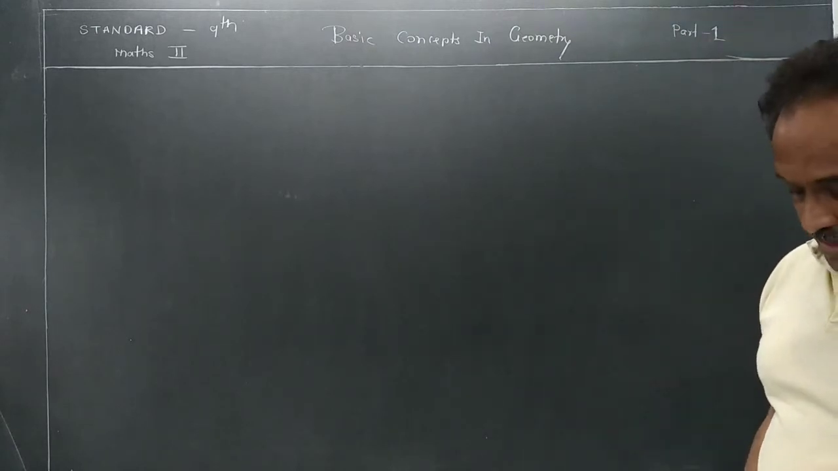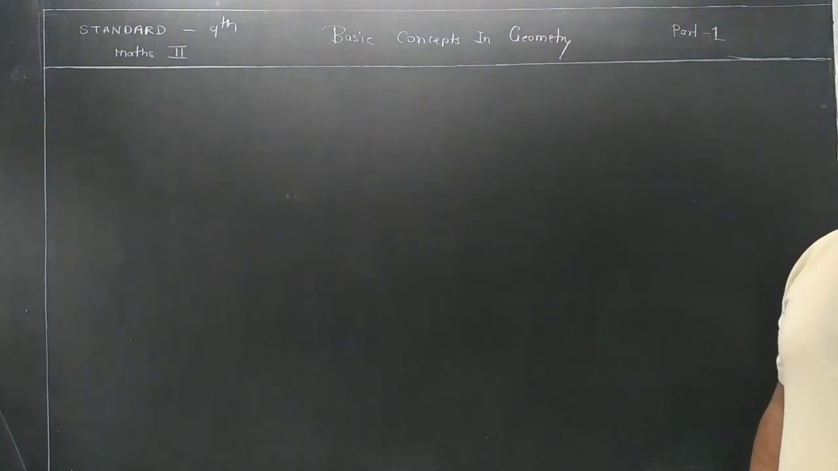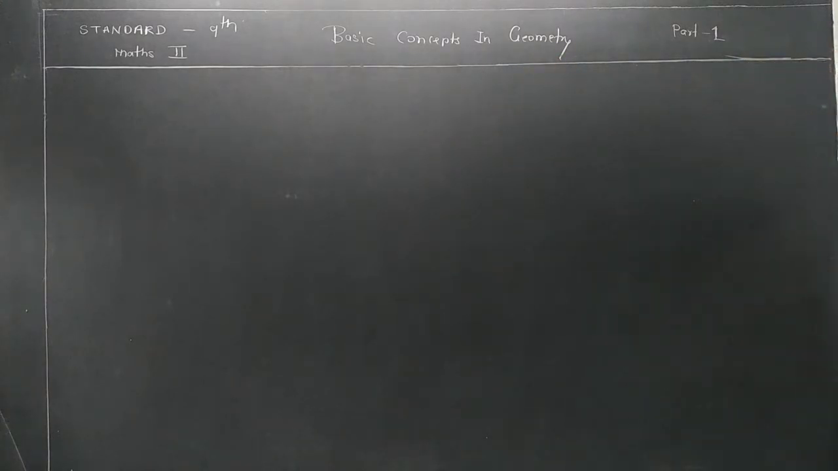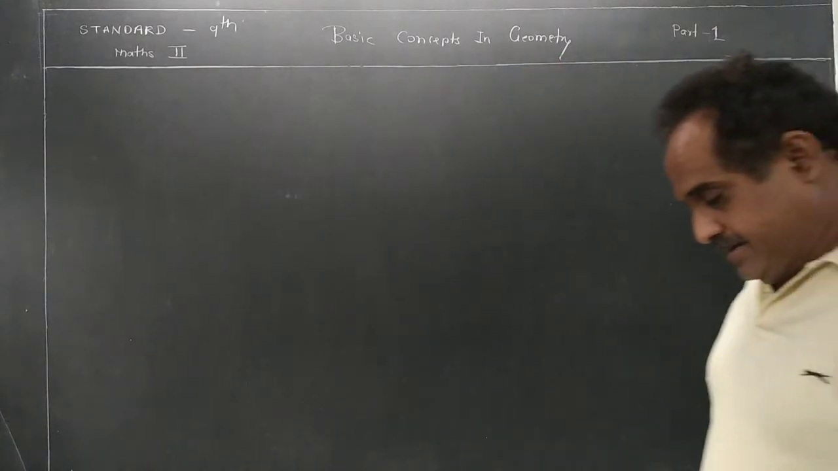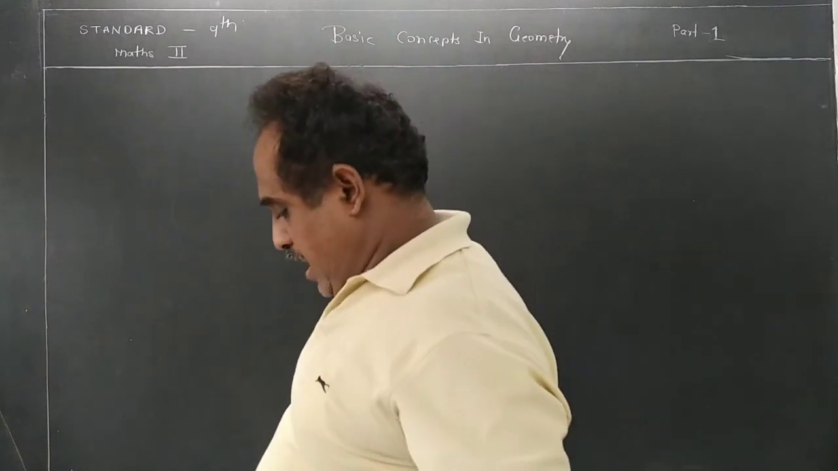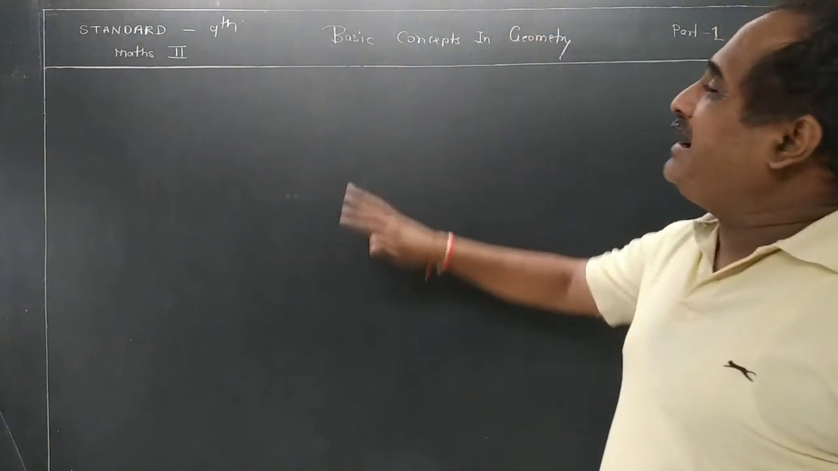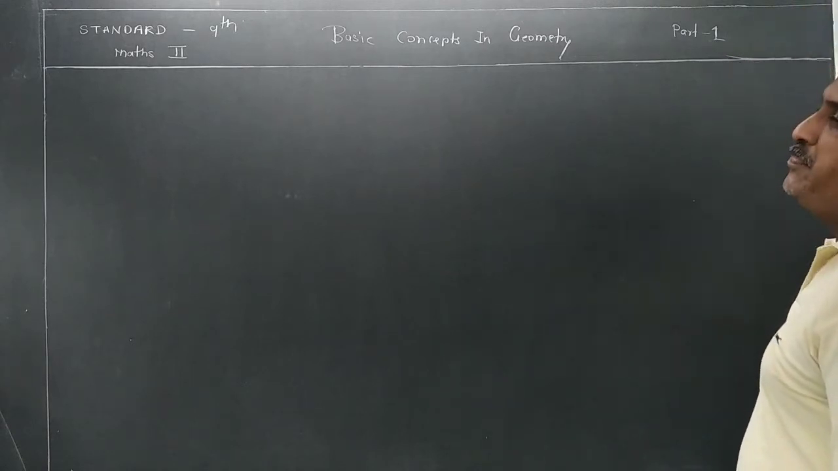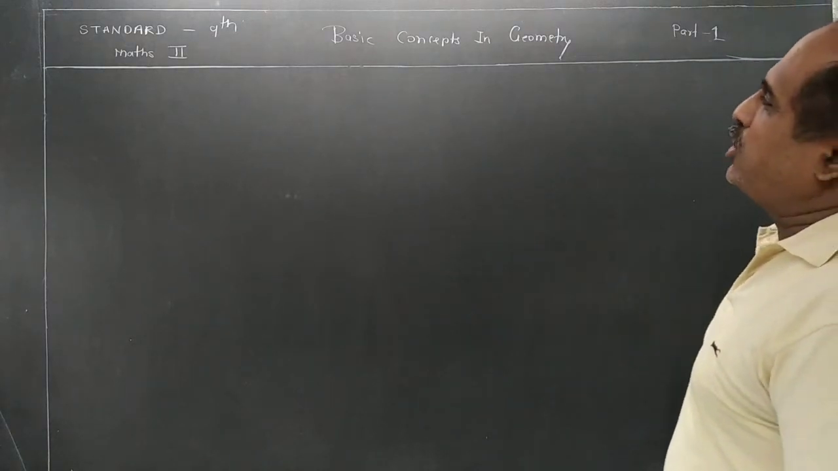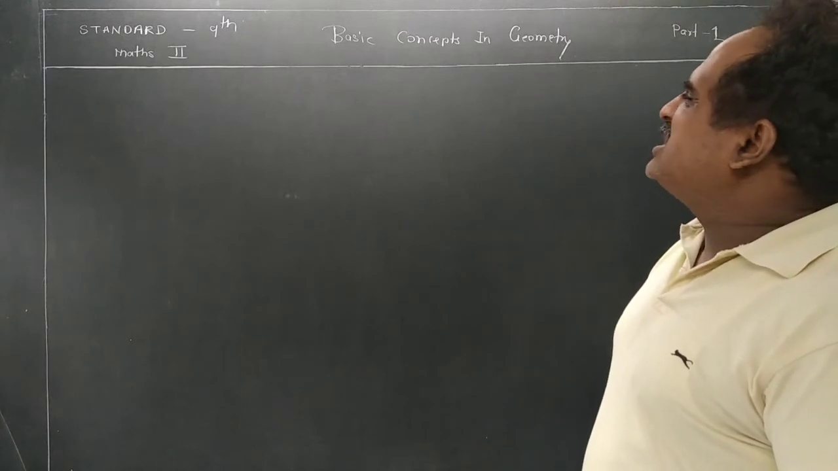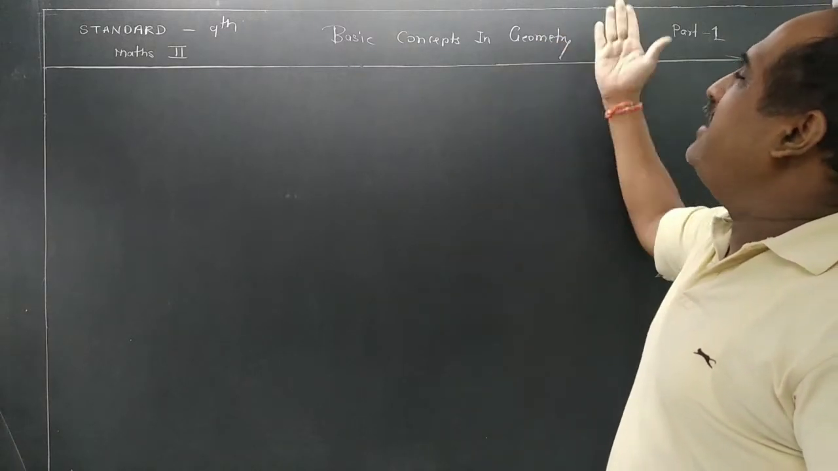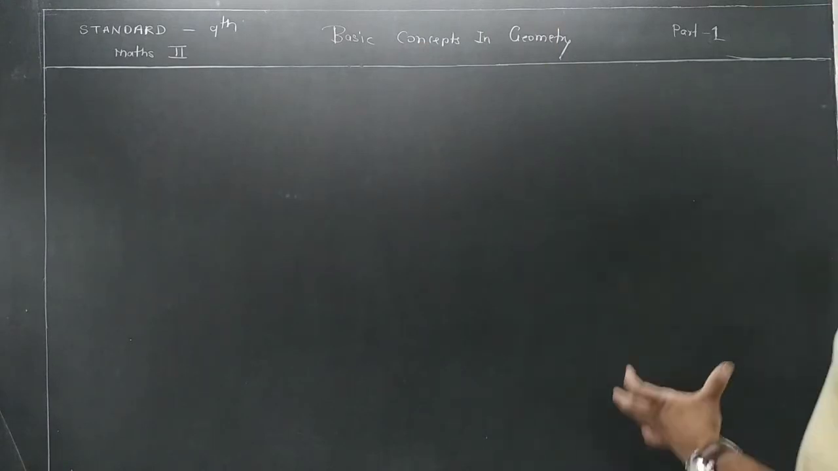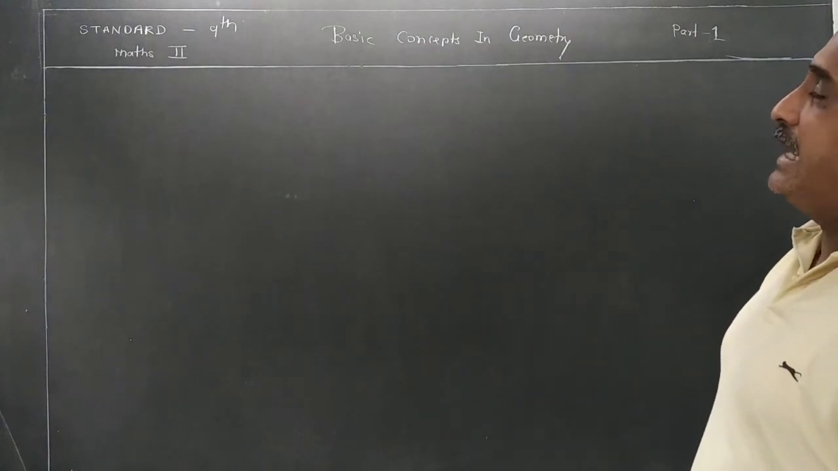Students, we are going to start with Maths 2. Maths 2 is the geometry of 9th standard. Now, they have given a separate topic named as what? Basic concept in geometry. That indicates what? We have to study geometry in detail, and we are going to study the basics of this topic in this particular chapter.